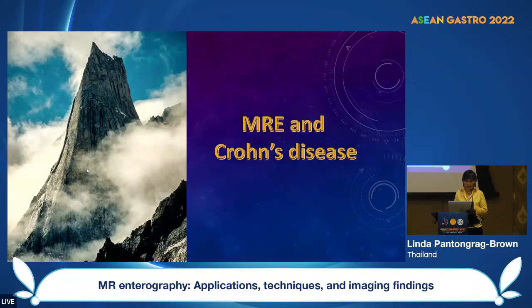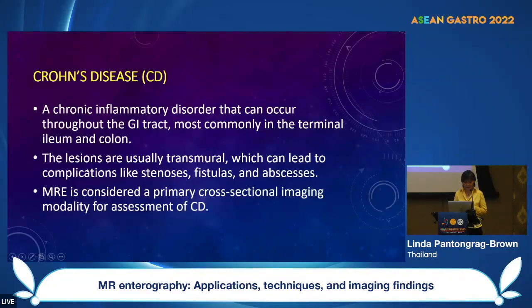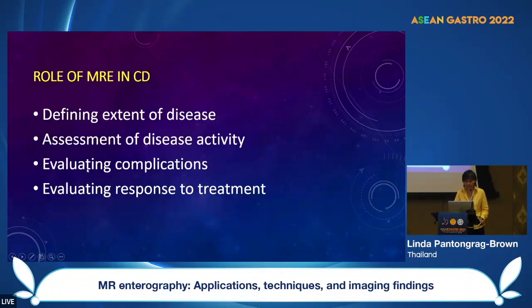Let's focus now on MR enterography and Crohn's disease. As you all know, Crohn's disease is a chronic inflammatory disorder that can occur anywhere in the GI tract, most commonly in the terminal ileum and colon. The lesions are transmural, which can lead to complications of penetrating disease such as stenosis, fistula, and abscesses. Currently, MR enterography is considered the primary cross-sectional imaging modality for assessment of Crohn's disease.